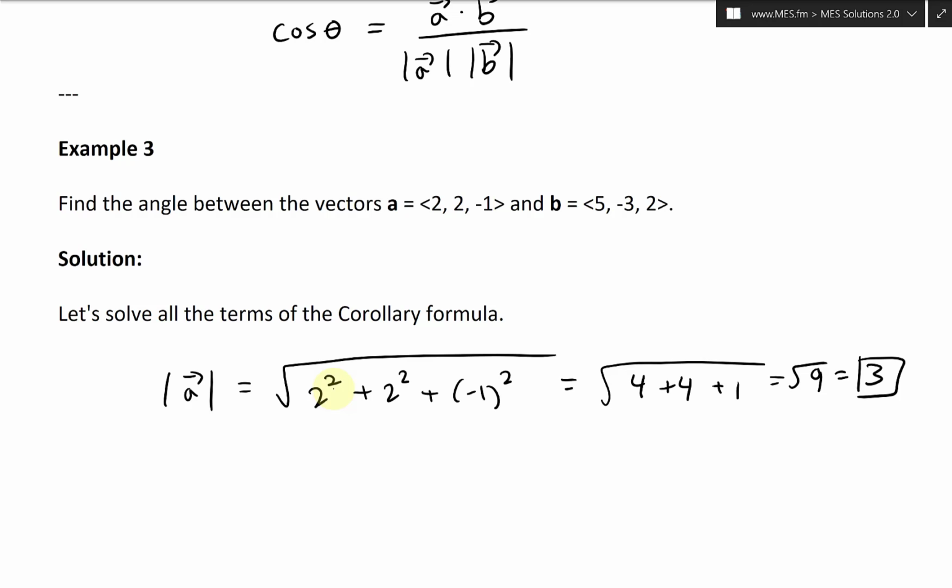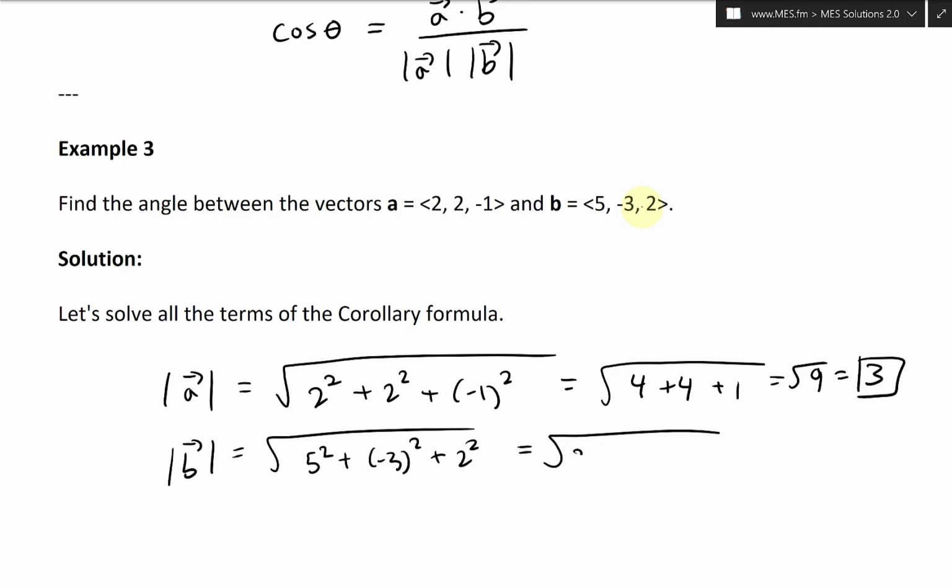And then the length of B is equal to the square root of 5 squared plus -3 squared plus 2 squared. This equals 25 plus -3 squared, which is 9.